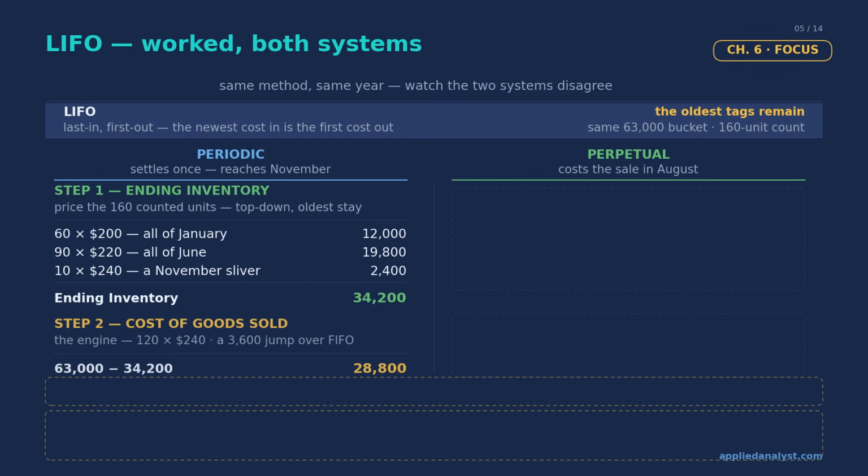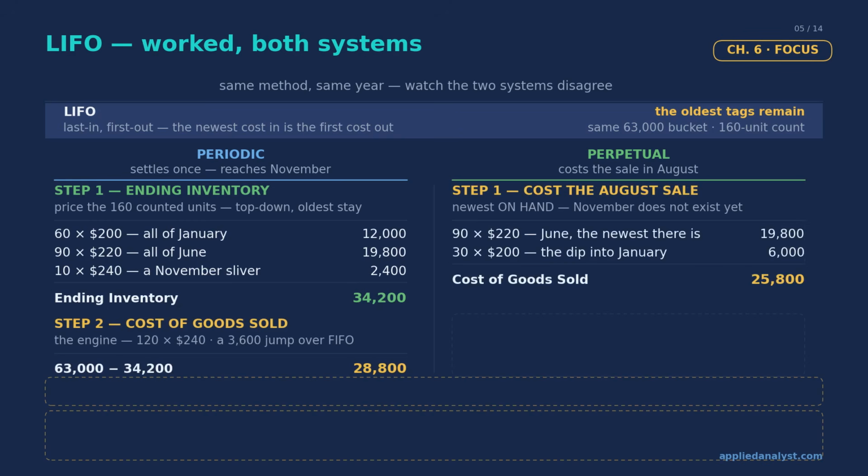A full 3,600 more than FIFO because periodic waited and its sale reached all the way into November. Perpetual cannot do that. Step 1 runs at the August sale, and November does not exist yet, so the sale takes the newest layers on hand. 90 June units at 220, 19,800. Then it dips 30 units into January, 6,000.